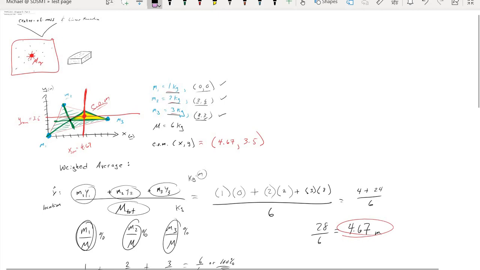What we can now do is we can take those three masses out of the system. We can remove everything. Mass 1, mass 2, mass 3.